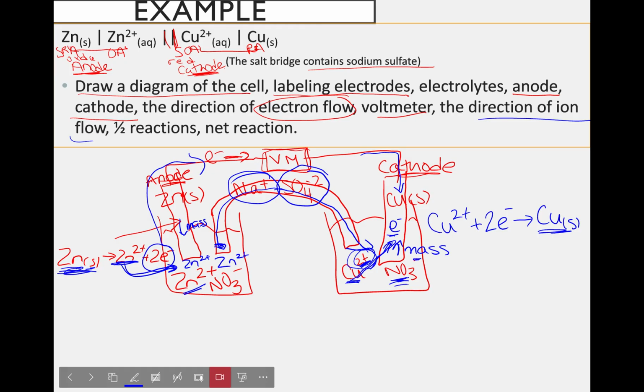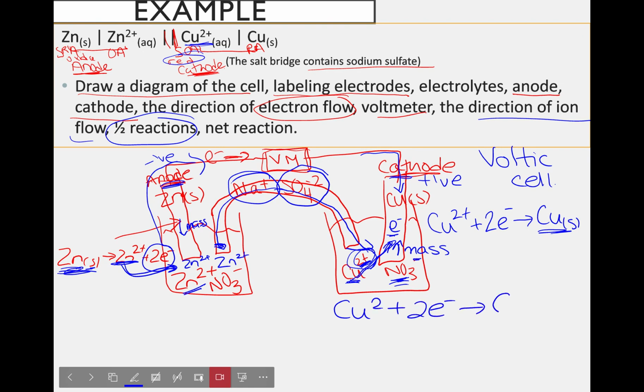The other part just to add on here is anodes are known to be the negative terminal and cathodes are known to be the positive terminal if you're looking at a voltaic cell. And then you can also add on the half reactions, which we haven't done yet, but that's just what you're used to. So if you know that your copper 2 positive is undergoing reduction, then you can write down that half reaction just how you see it in your data booklet.